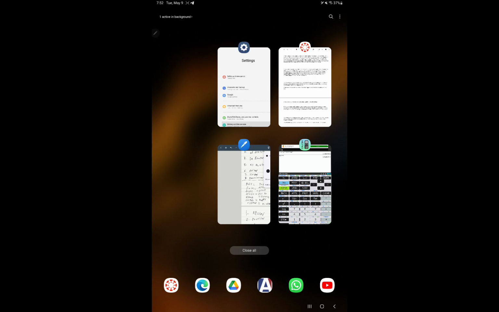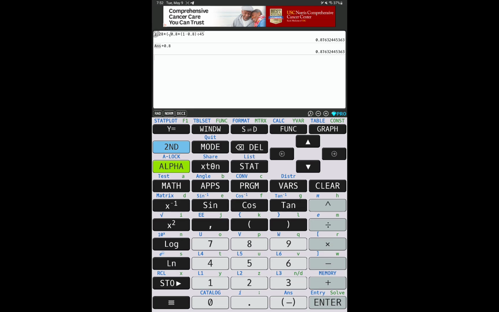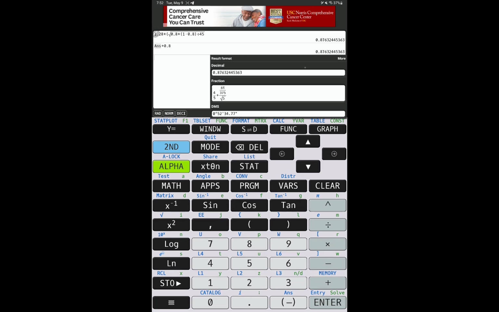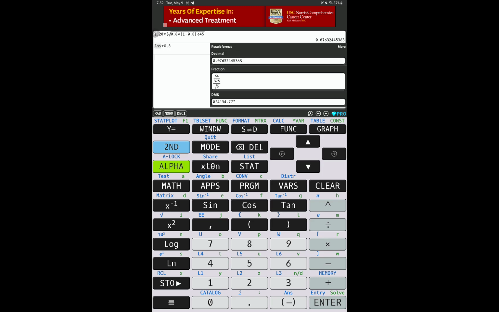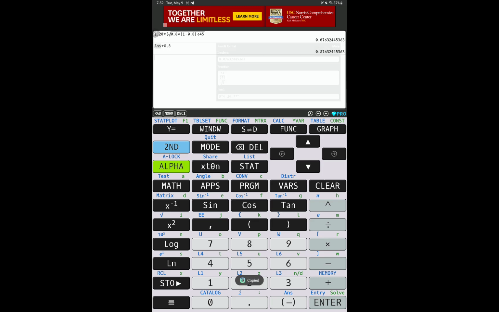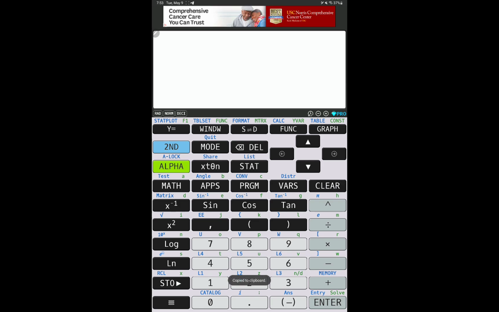So our first answer is 0.88, right? Now, what I'm going to do is grab the same number that I see here, which is this decimal. Actually, not this decimal. I'm going to grab this decimal, copy as plain text, and paste it again here.